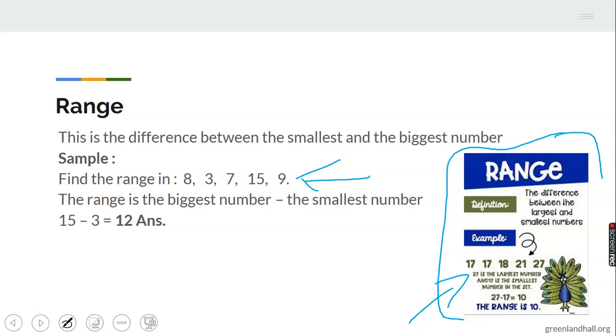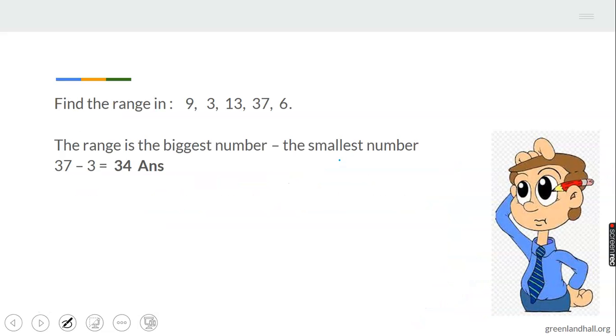All right, now we look at the numbers. You might know there's no point rearranging here because you're not looking for the median. Okay, all right, so what do we do? Look for the biggest number, which is 15 in this case. Then the smallest number happens to be 3. So 15 minus 3, that gives you 12. So simple.